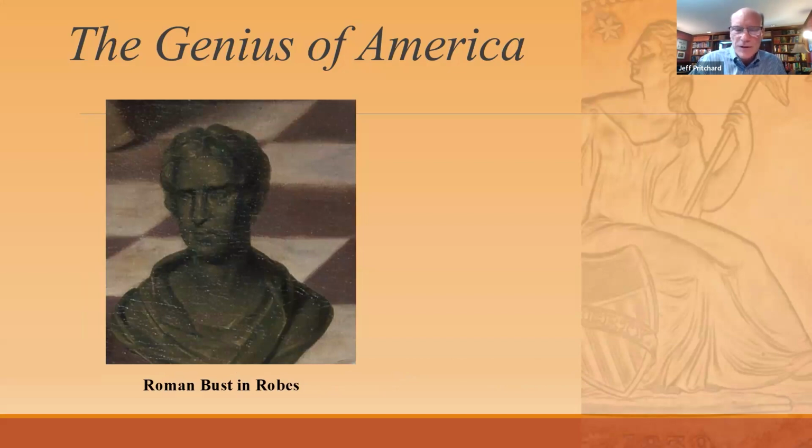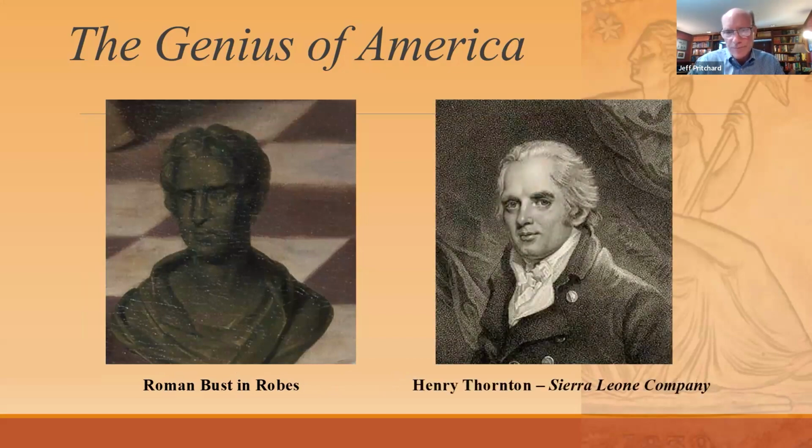And historians believe this is supposed to be Henry Thornton. Henry Thornton was a prominent English abolitionist, very outspoken member of parliament. And his real claim to fame was that in 1791, when this painting was being done, he established the Sierra Leone Company. And the purpose of the Sierra Leone Company, albeit somewhat misguided, was to provide a safe haven for freed slaves. Now, I say historians believe this because Jennings didn't write down some of these symbols that he put in the painting.